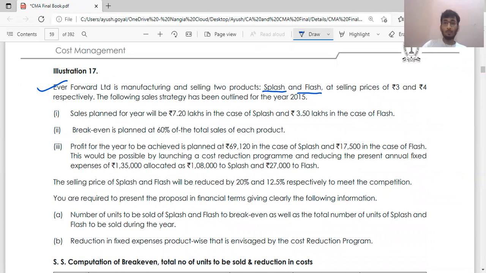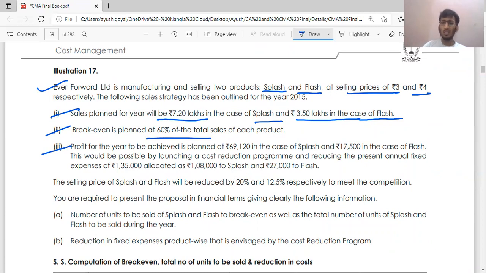Splash and flash. The selling price is given to us as rupees 3 and rupees 4 respectively. The sales planned is 7.2 lakh in case of splash and 3.5 lakh in case of flash. Okay, so this is the sales strategy, the sale value. Now the break even point is also given to us. Okay, now the profit figure is given to us for splash and flash.